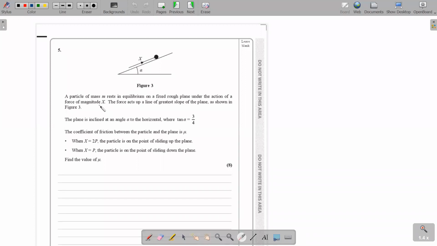Question number 5. A particle of mass m rests in equilibrium on a fixed rough plane under the action of a force of magnitude X. The force acts up a line of greater slope of the plane as shown in figure 3. The plane is inclined at an angle alpha to the horizontal where tan alpha is 3/4.